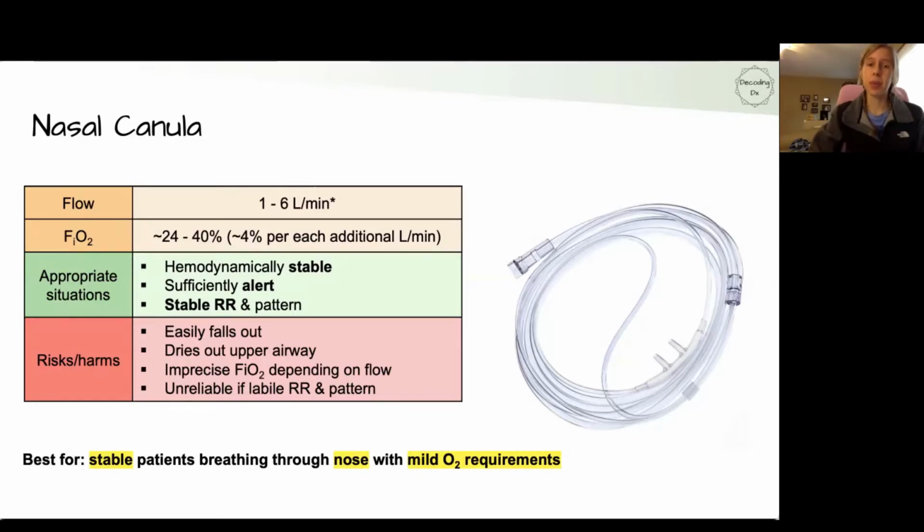This is good for stable patients that are alert and have a pretty stable respiratory pattern. But these can easily fall out, or the patient can inadvertently pull them out. It's not terribly uncommon to walk in on a patient and have their nasal cannula on their forehead or something. And we're not super precise in our ability to give exact amounts of PaO2.